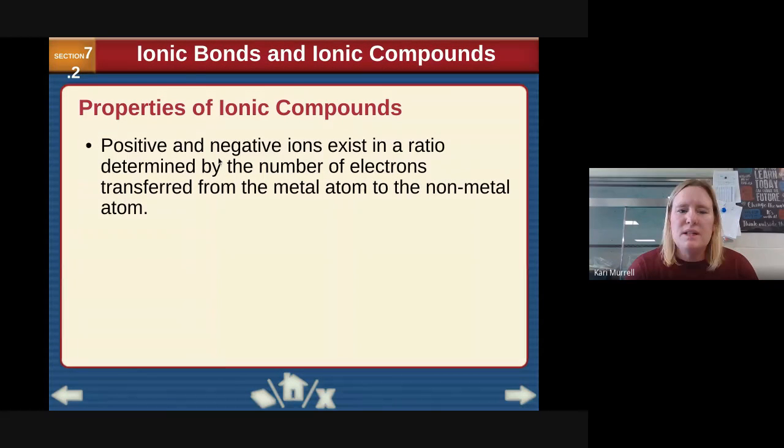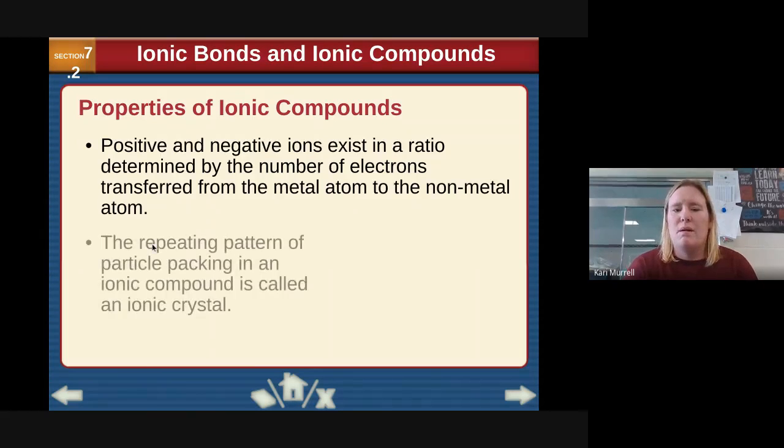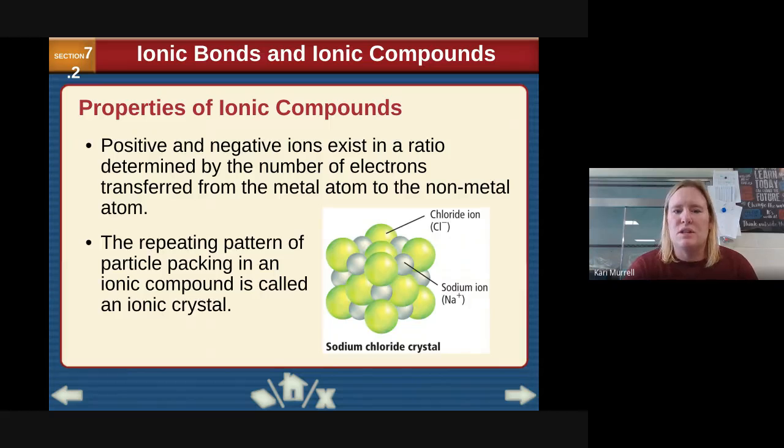Positive and negative ions exist in a ratio determined by the number of electrons transferred. We will look more at that in the next section, but there's always a repeating pattern of particle packing. You can see this crystal structure here, and we'll be looking more at crystals as we continue throughout the book.